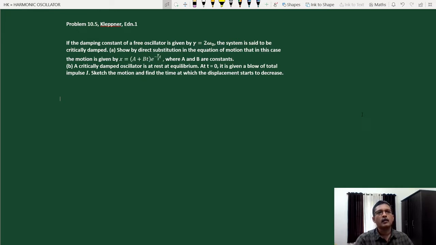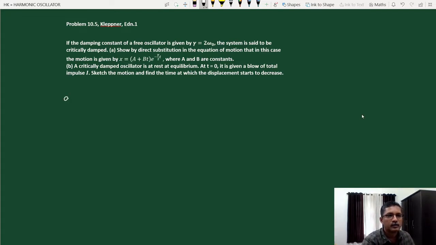Okay, this is the critical damping case. Now the first part of the problem is: show by direct substitution in the equation of motion that in this case the motion is given by x equals a plus bt times e raised to minus gamma by 2t, where a and b are constants. We have seen this solution earlier when we discussed the critical damping case. Now we have to verify that this is the solution by substituting it back in the differential equation of motion. So let us do this first and then look at the second part.